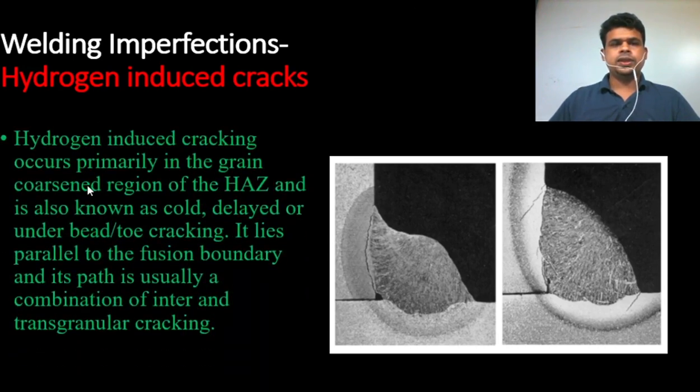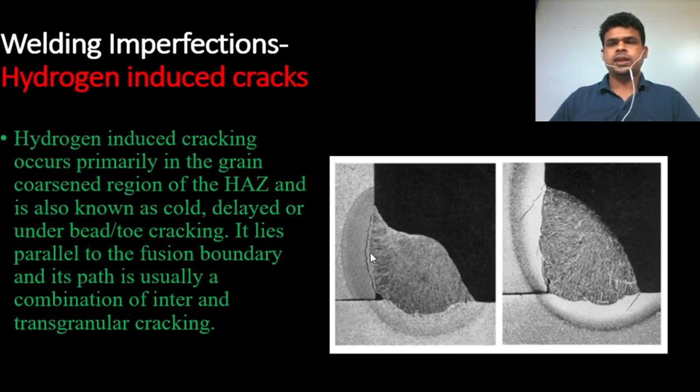So hydrogen induced cracking occurs primarily in the grain coarsened region of the HAZ and is also known as cold cracking, delayed cracking, underbead or toe cracking. This crack actually occurs in the HAZ area and starts from the toe, or the underbead, at the fusion line. That is the reason we call these cracks by many names: hydrogen induced cracks, toe cracking or underbead cracking.